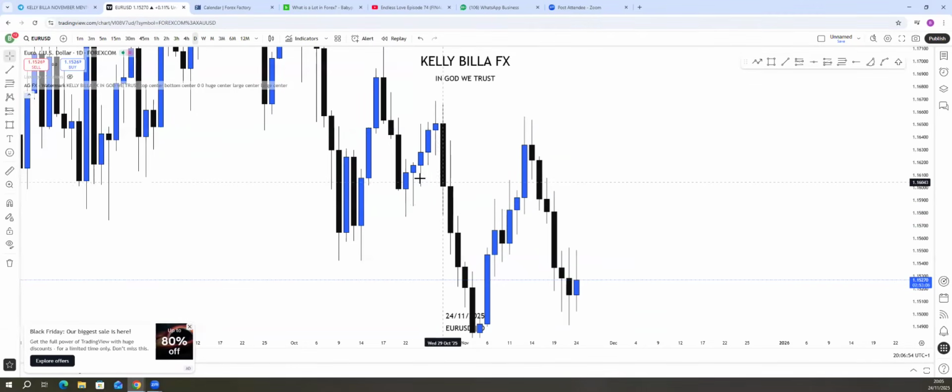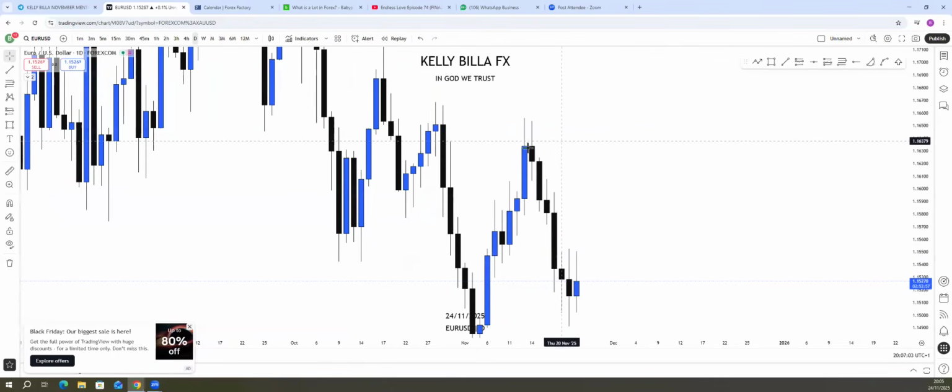As easy as that. Now, the chart here, or price, is represented in several ways. This whole platform I'm using is called Trading View.